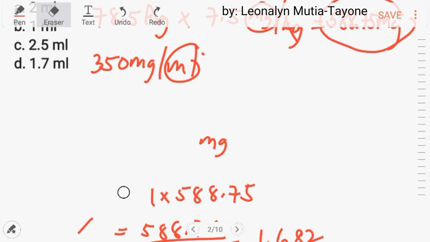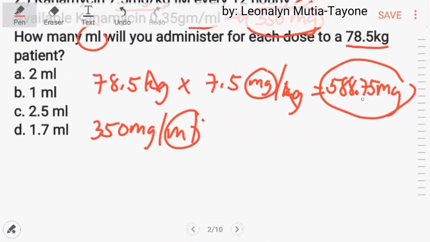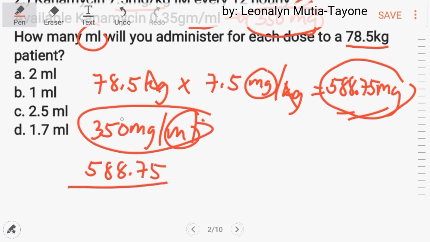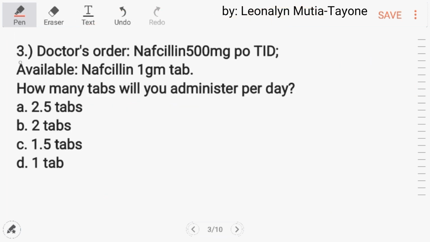Another way of solving this is the desired dose divided by the available. The desired dose is 588.75 divided by the available 350 milligram times the volume 1 only. So the answer is 588.75 divided by 350, 1.68 or 1.7.